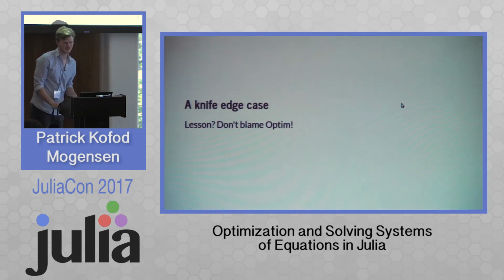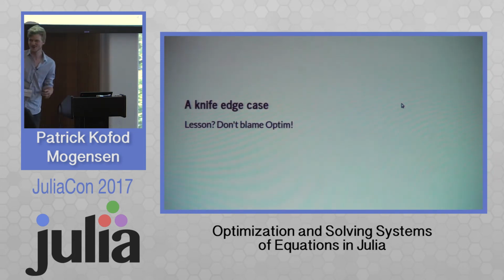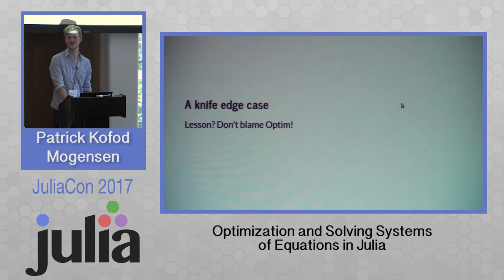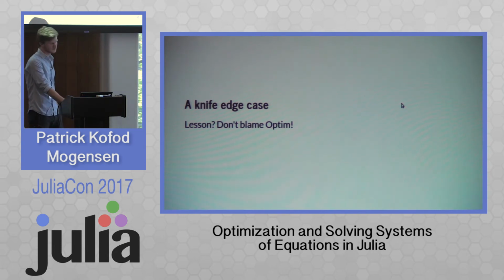Okay, so the lesson is don't blame Optim. This is not a feature, but the nature of the methods. We sometimes get issues on GitHub saying, why does it not converge to a minimizer, stuff like that? And a lot of the time it has to do with this. These local methods, you have to try different initial starting points. That's just in the nature of the methods.